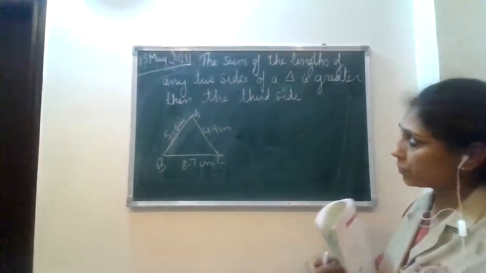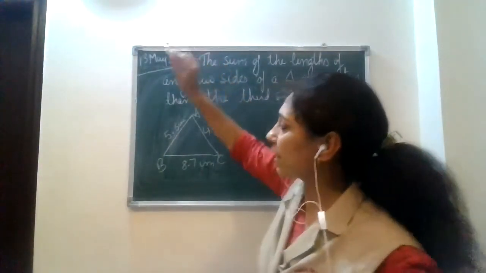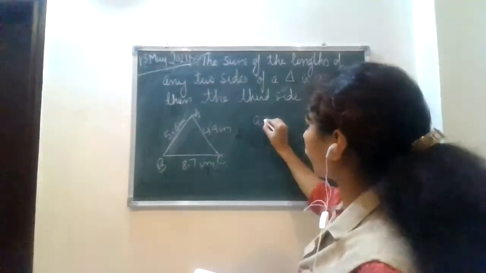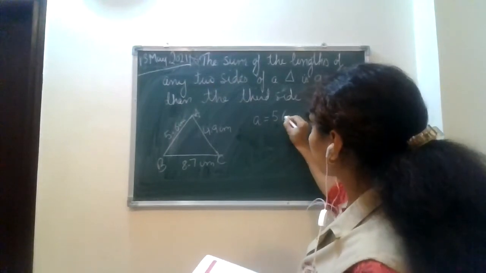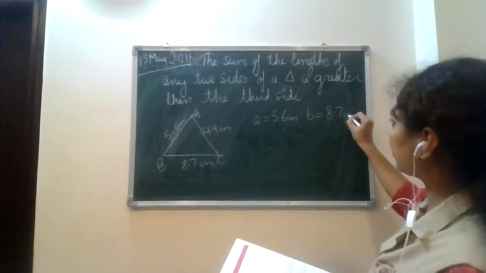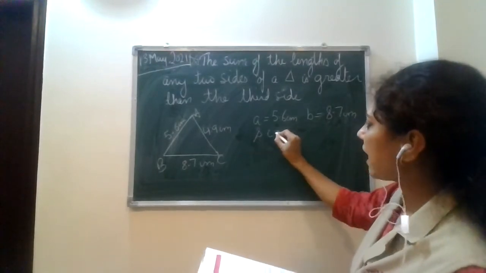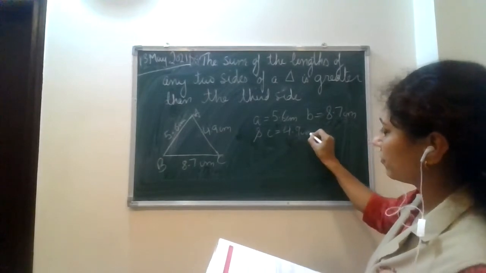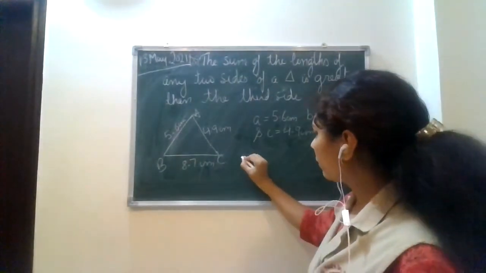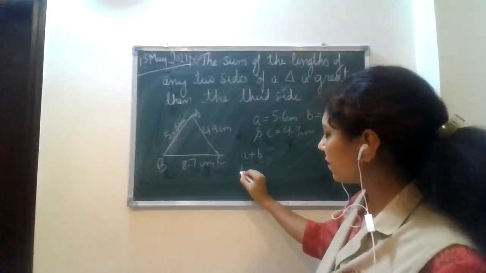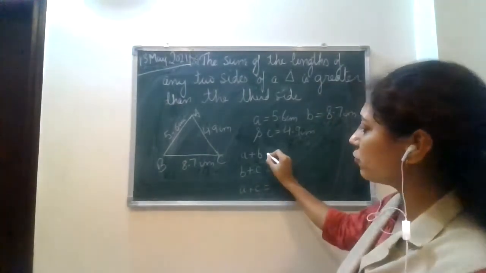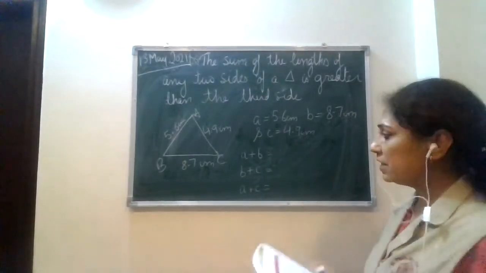According to this property, the sum of the lengths of any two sides of a triangle is greater than the third side. Let me consider A as 5.6 centimeter, B as 8.7 centimeter and C as 4.9 centimeter. Let us do the sum of A plus B, the sum of B plus C, and the sum of A plus C. These are the three cases in which we can do the sum of the sides.